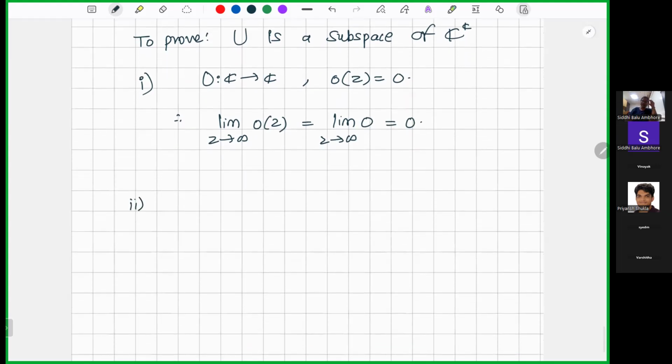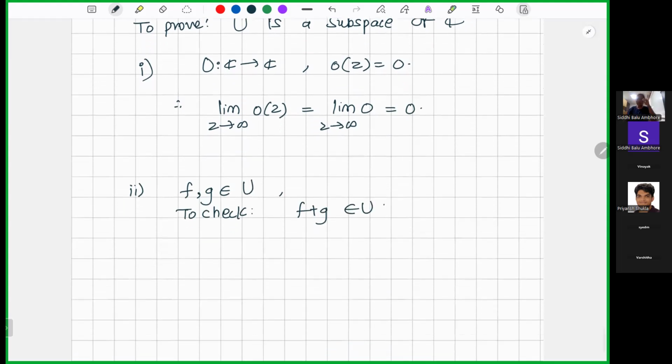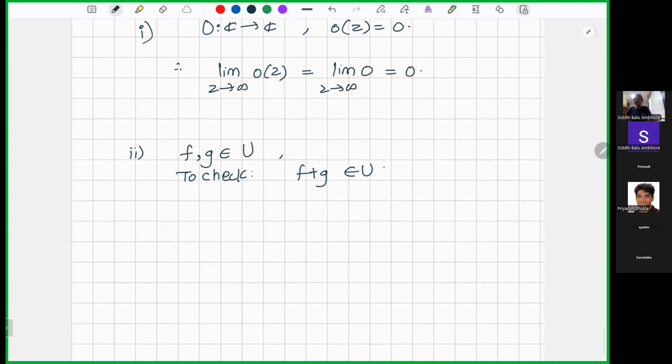To understand this, suppose now that f and g are two functions here, and I need to check whether f plus g is in CC or not. I need to check whether the addition of these two elements belongs to the set or not. So first understand what the limit as Z tends to infinity of f of Z equal to 0 means.